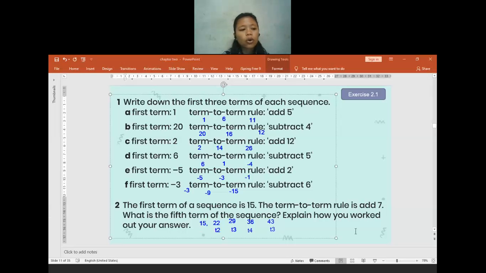Is there anyone who has a question? So what is the answer of this question? The answer will be 43 for the fifth term. Is there anyone who has a question, or maybe I talk too fast? Is there anyone who is confused? No? Okay.